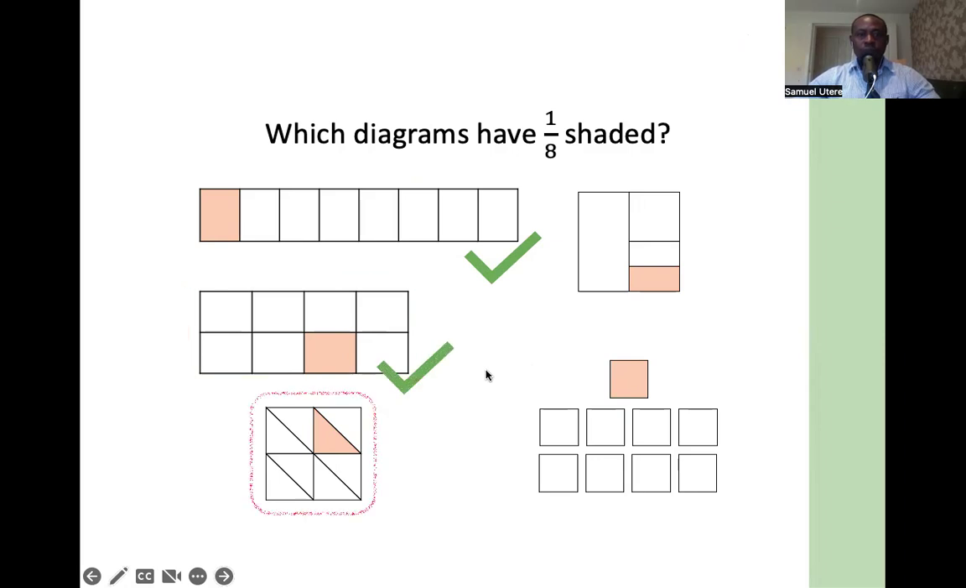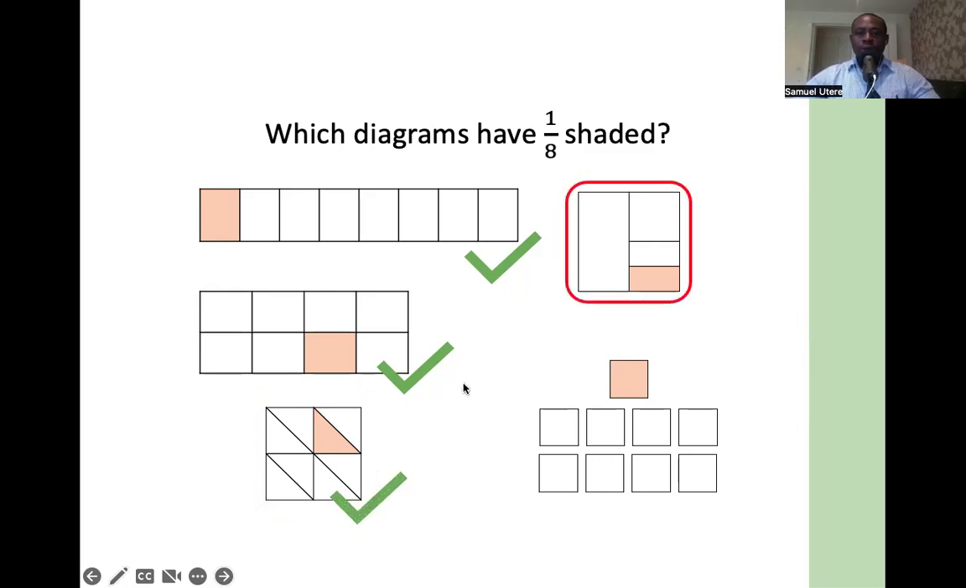What about this one? You can see that we have 8 triangles, although their orientation is different, but we have one of them shaded out of 8. So that is 1/8.